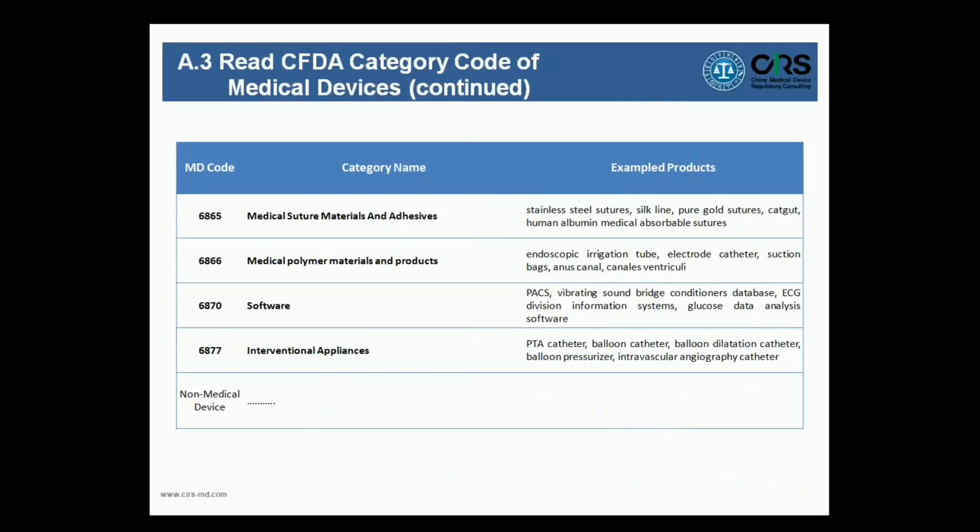And we keep going. It's very interesting. The 6870 is all about the software. We got the PACS. It's a very useful software system for the storage and the delivering of the information. It's got glucose data analysis software. Here we finished all medical device codes, and currently, except the above category codes, others are all pertaining to non-medical device.